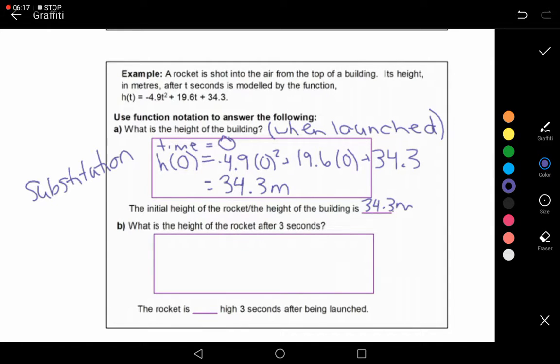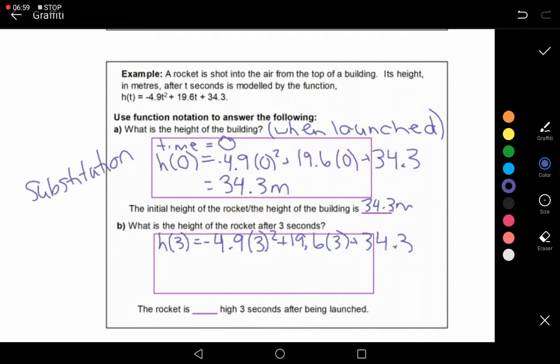Okay, so B is asking us, what is the height of the rocket after 3 seconds? Really all that's asking us for is h of 3. Just like we subbed in 0 in part A, this time we're just going to replace our t's with 3's. So negative 4.9 times 3 to the power of 2 plus 19.6 times 3 plus 34.3. So remember your BEDMAS here. You have to do those exponents before you multiply.